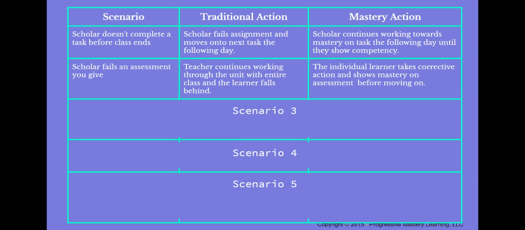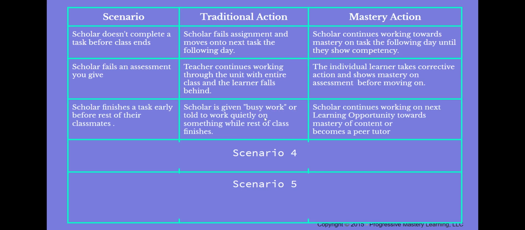Another scenario, a scholar fails an assessment that you give. In a traditional classroom, the teacher continues working through the unit with the entire class and the learner falls behind. In a mastery classroom, the individual learner takes corrective action and shows mastery on the assessment before moving on.